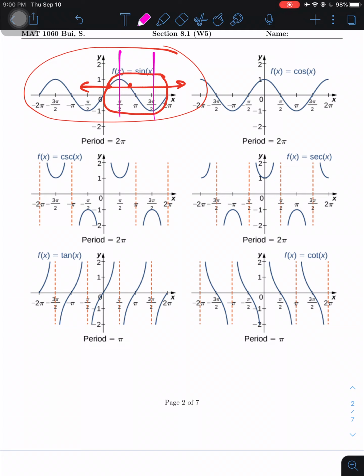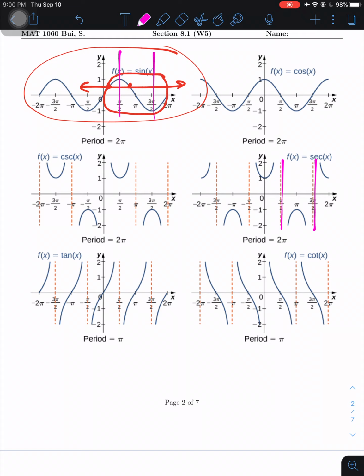Okay, but as you can see, we cannot do it for everything, right? For pi over 2 and 3 pi over 2 in here, we're gonna get some asymptotes, right? And that will be a problem. So to stick with it, if you want, you can go with pi over 2 to 3 pi over 2. That's fine too.